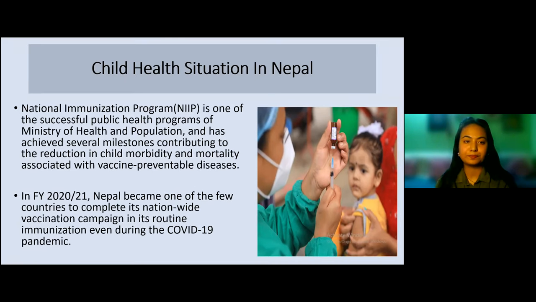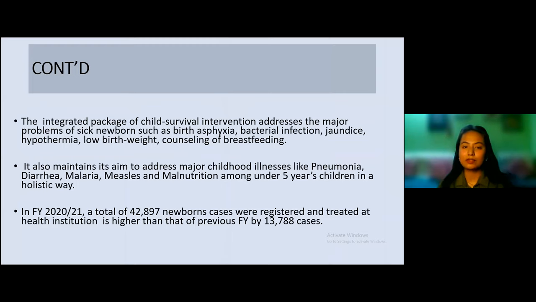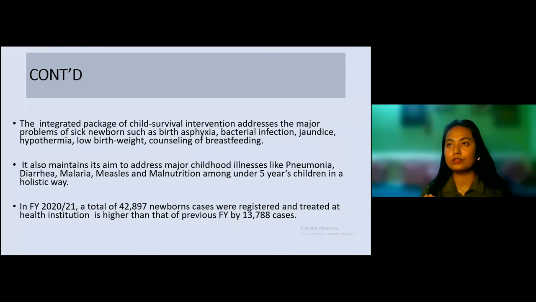disturbed during this pandemic. The integrated package of child survival intervention addresses the main problems of sick newborn babies, such as bacterial infections, jaundice, hypothermia, and low birth weight. It also aims to address major childhood illnesses like pneumonia, diarrhea, malaria, measles, and malnutrition among children under five years in a holistic way. In fiscal year 2020-2021, the total number of newborn cases registered and treated in health institutions was higher in comparison to the previous fiscal year, which is a really great sign for the child health situation.